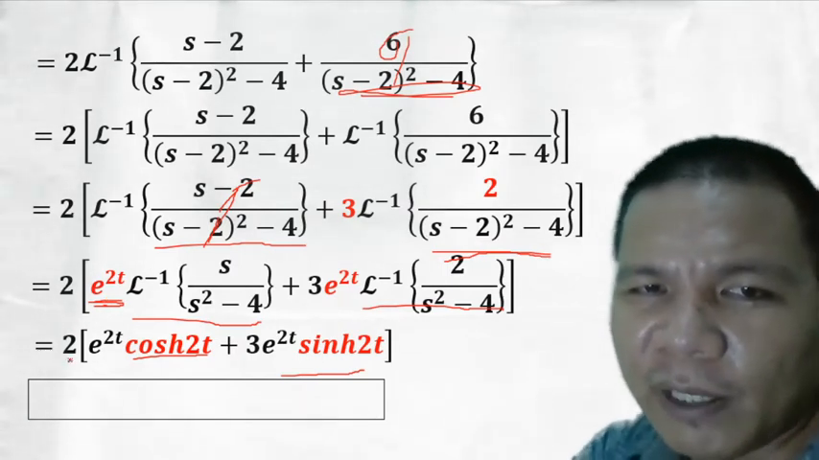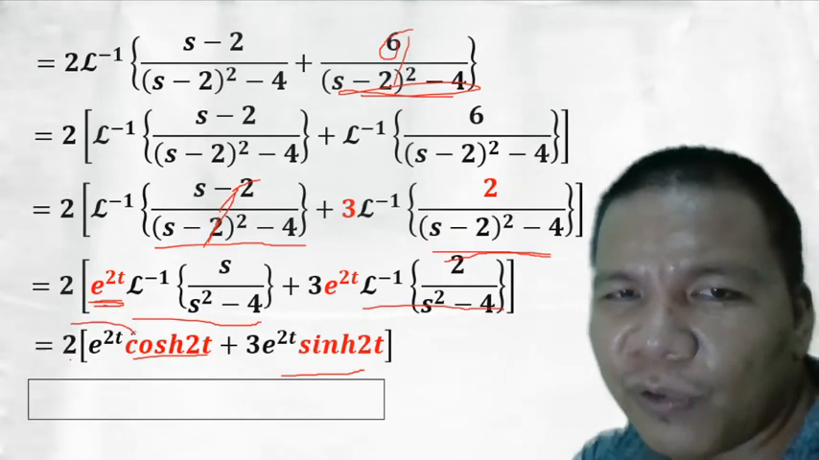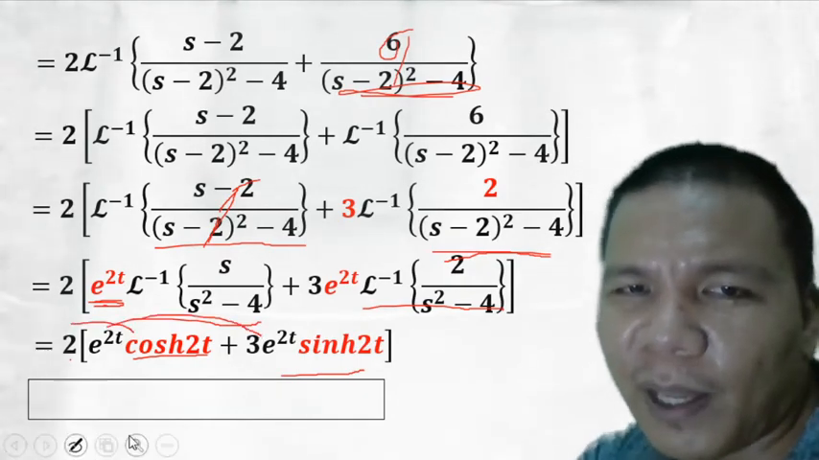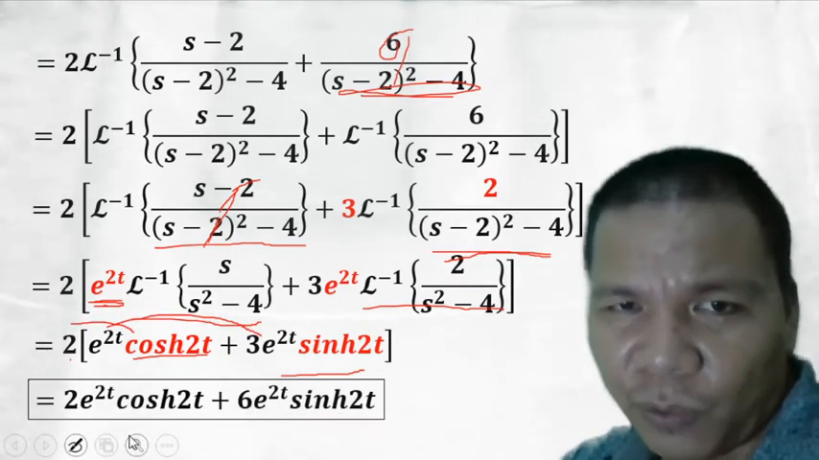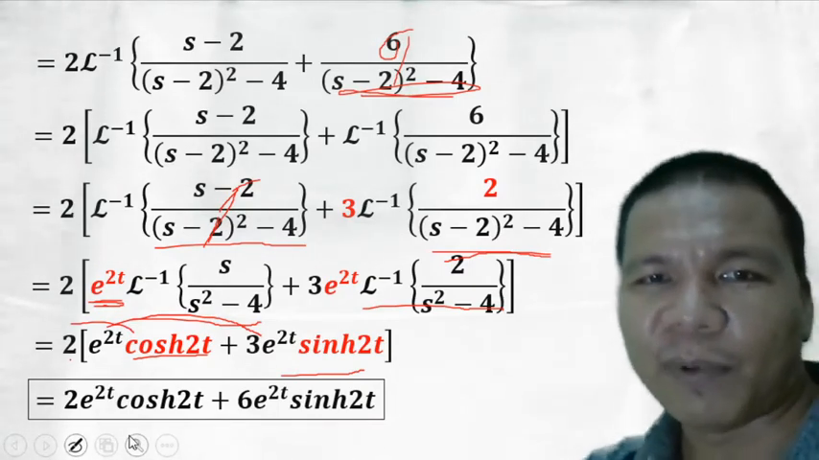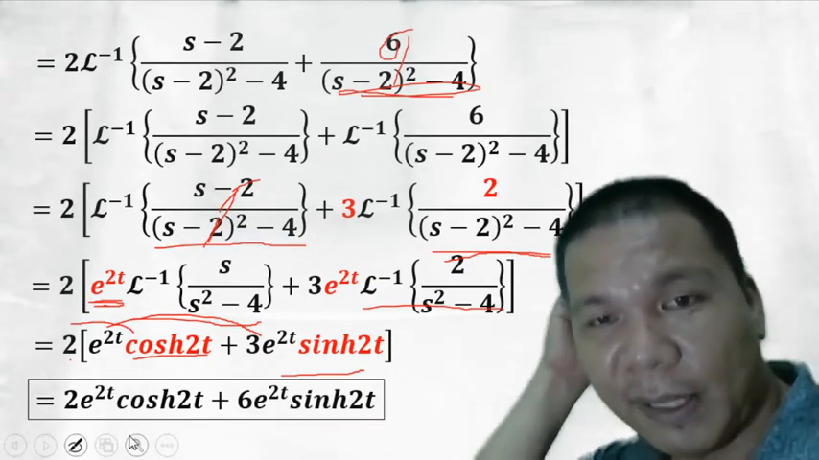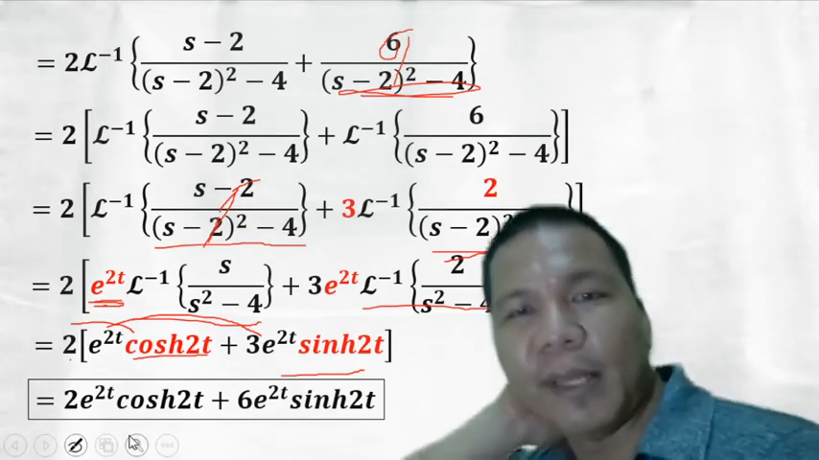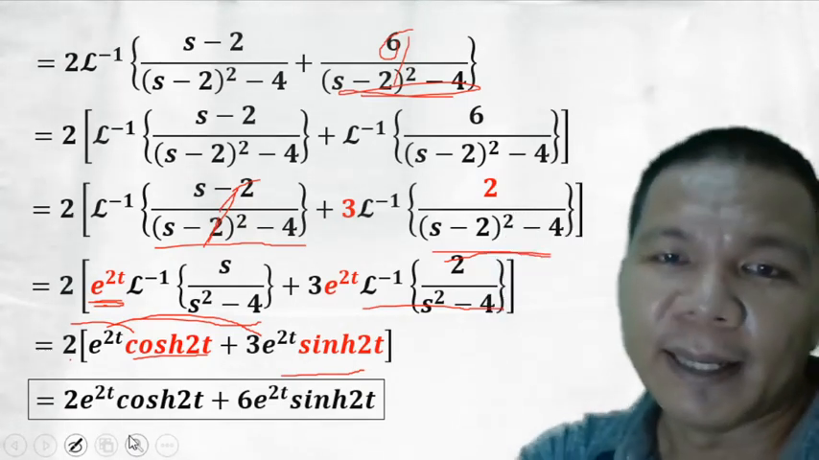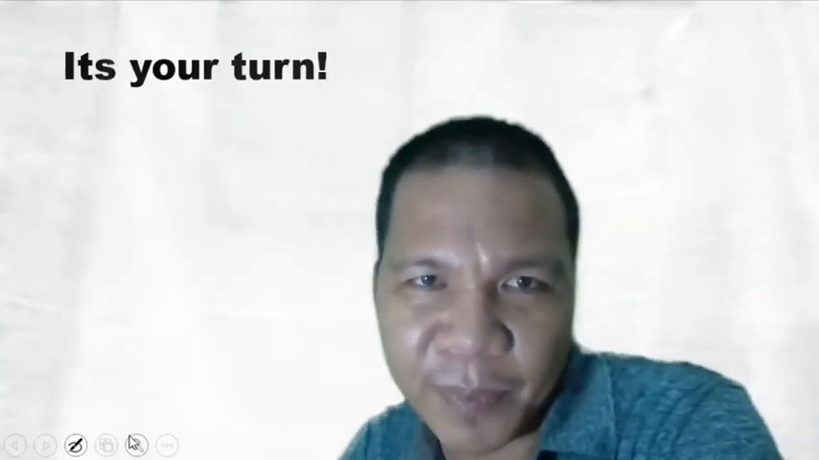Now, to simplify it further, you are going to distribute 2 to each term. That will give you 2 e raised to 2t cosine hyperbolic of 2t times 6 plus 6 e raised to 2t sine hyperbolic of 2t. That will be your final answer.